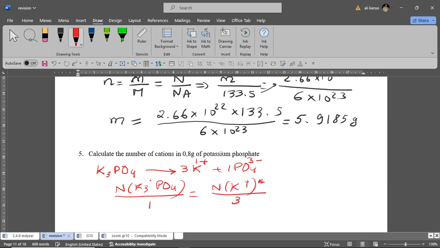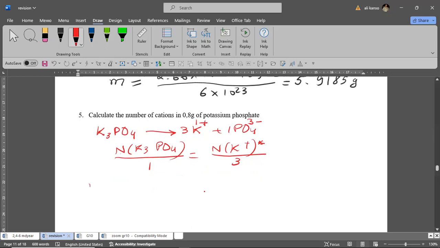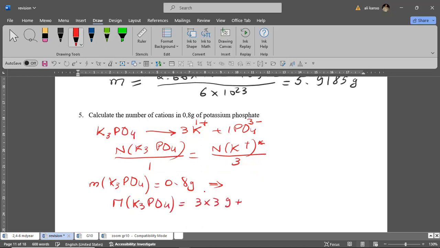To find this number, we have to find the mass, because we have a mass of potassium phosphate K3PO4, which is equal to 0.8 grams. Since we have a mass, we have to look for molar mass of K3PO4. K3, and we have 3 times 39 plus 1 P, which is 1 times 31, plus 4 times 16.